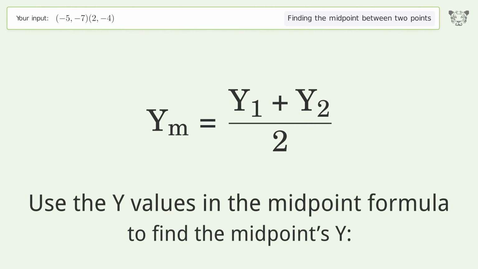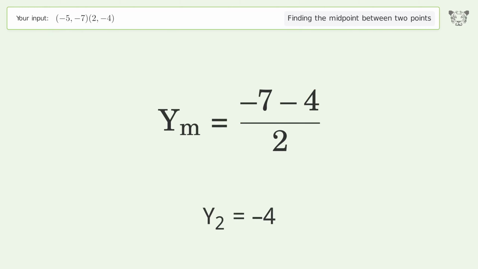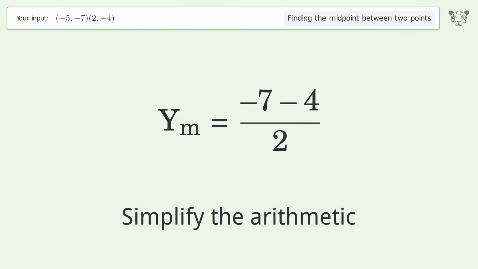Use the y values in the midpoint formula to find the midpoints y. y1 equals -7. y2 equals -4. Simplify the arithmetic.